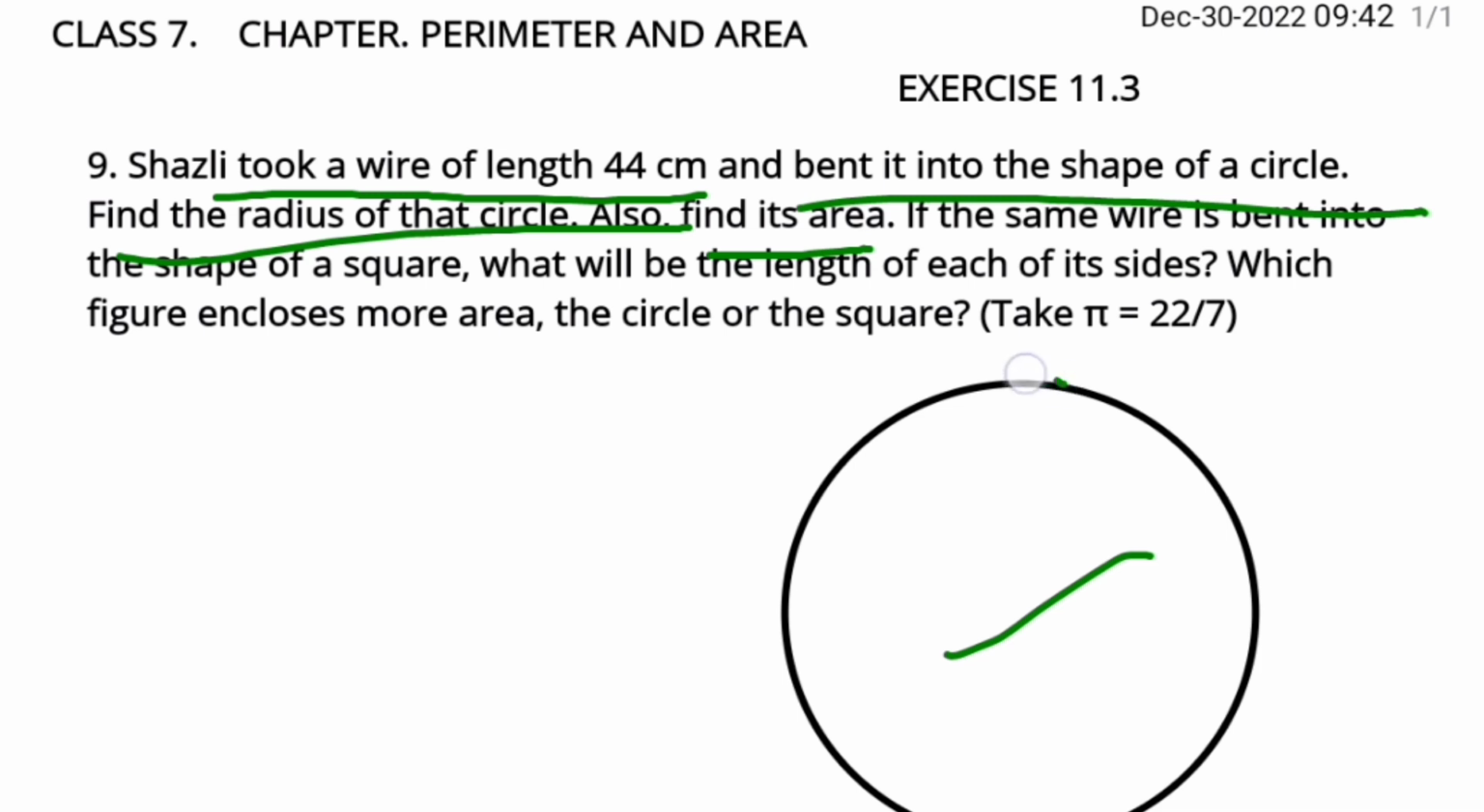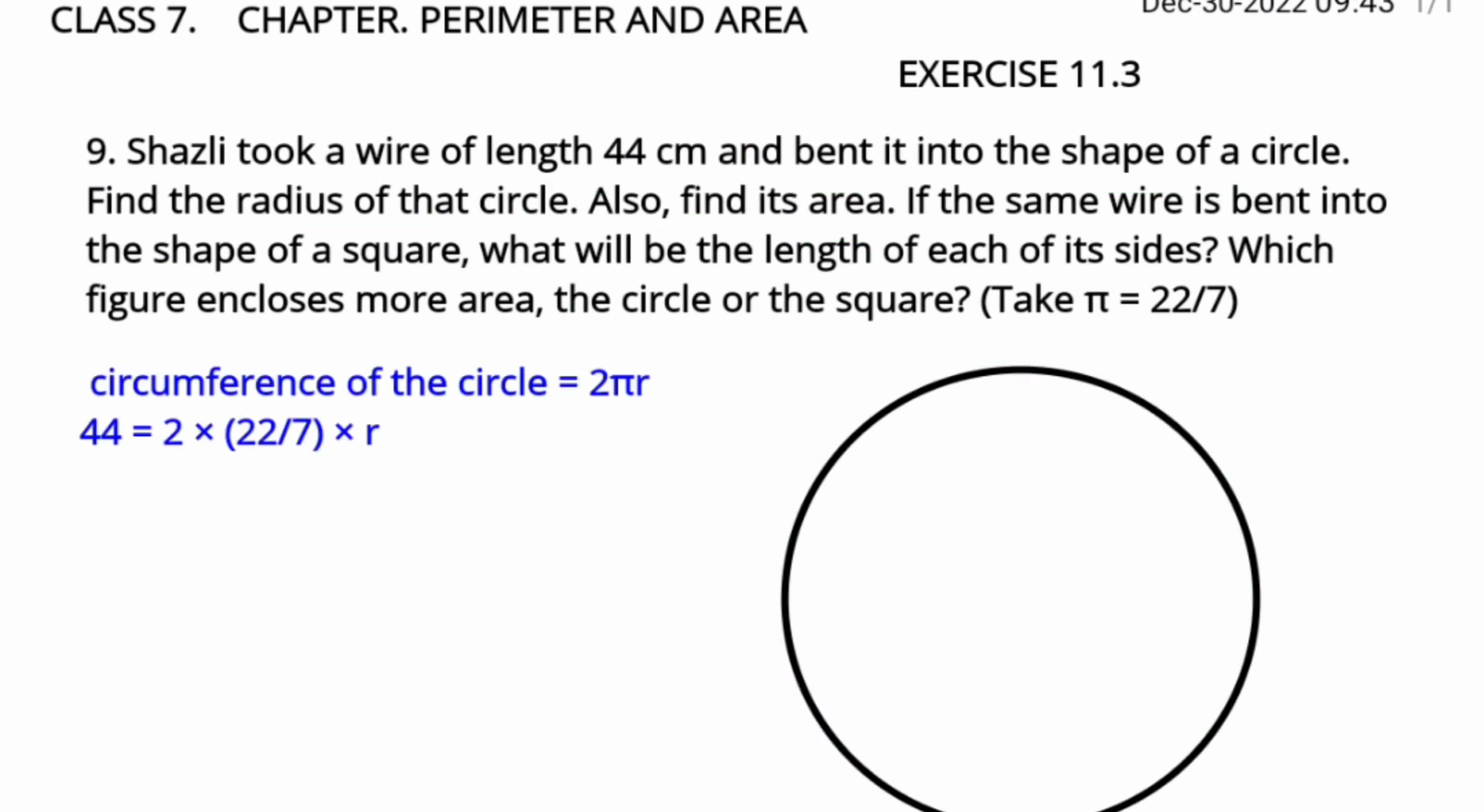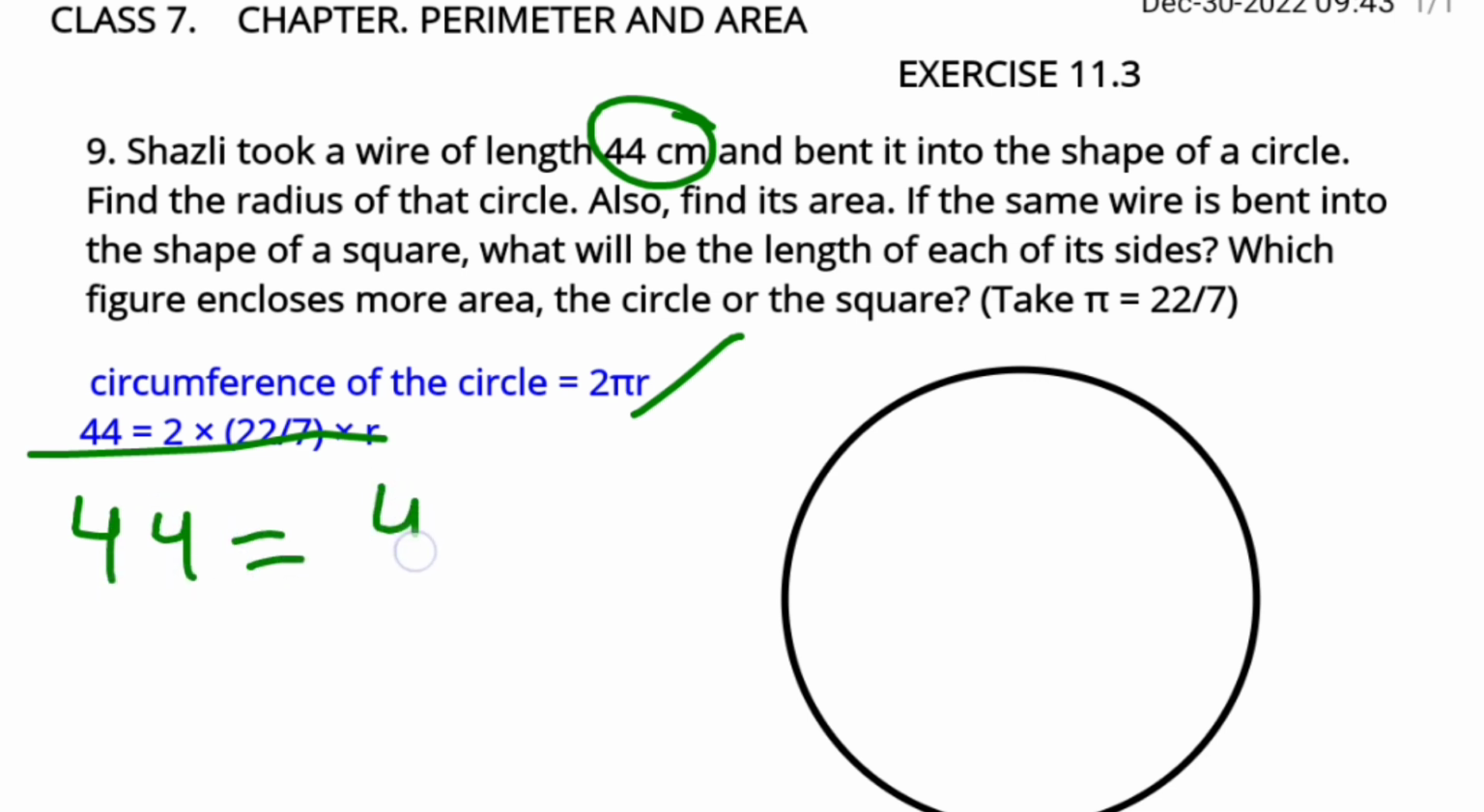Now if the wire is bent in the form of a circle, it means the given length is the circumference of the circle. So the circumference of the circle formula is 2 pi r. I have written it. Next, the value of circumference is 44. So I have written 44 is equal to 2 pi r. Now we will solve it. So 44 is equal to 2 into 22 upon 7 into r.